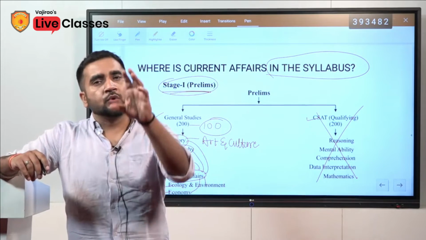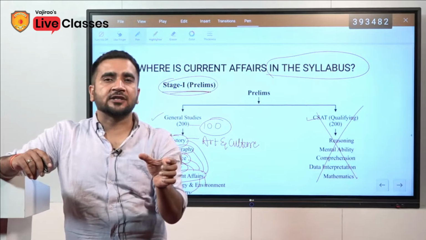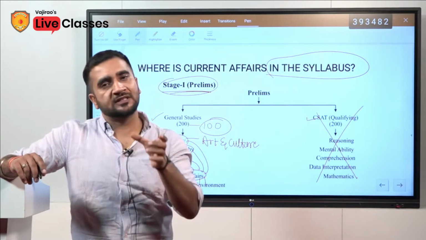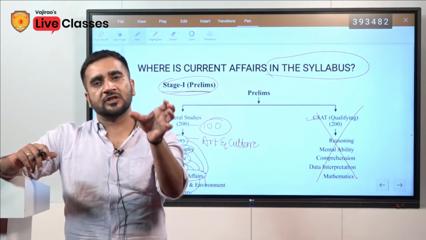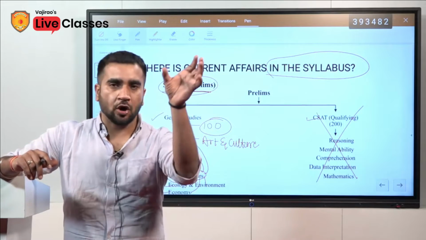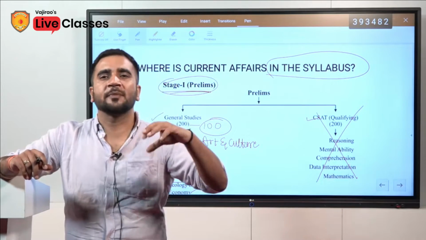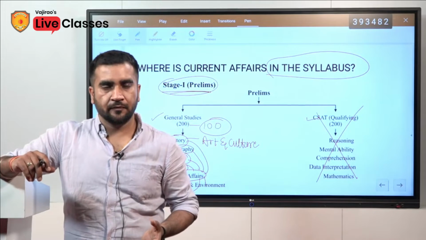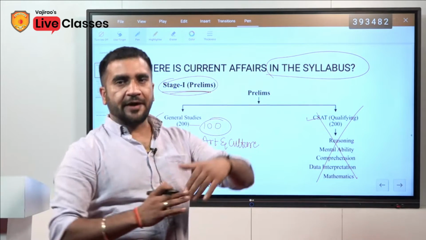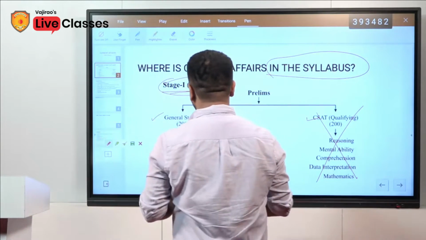So, you need to know the provisions of those acts or those laws. UPSC can ask you questions on the basis of those particular new laws or those amendments in the constitution or those amendments in the laws also. So this is how current affairs is linked with polity.